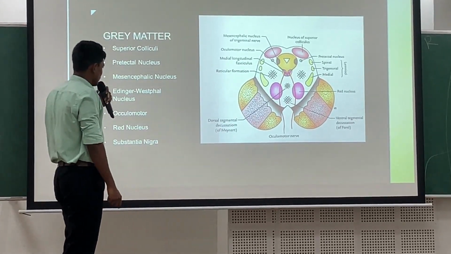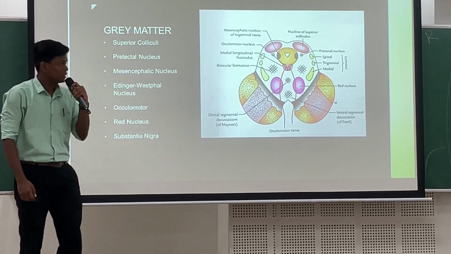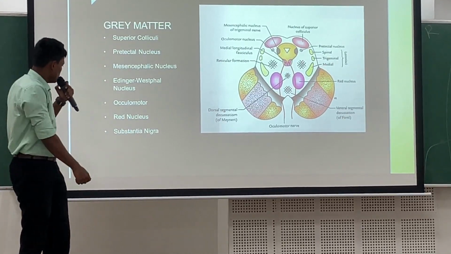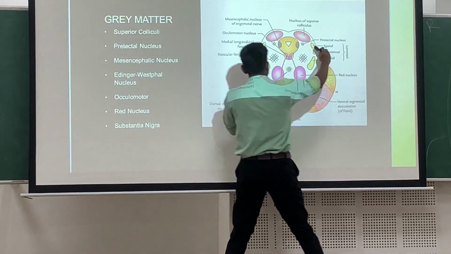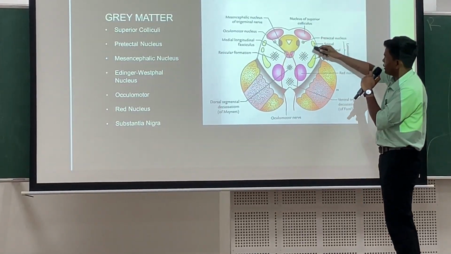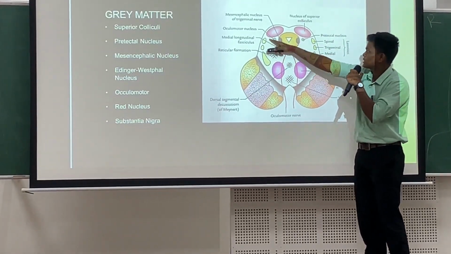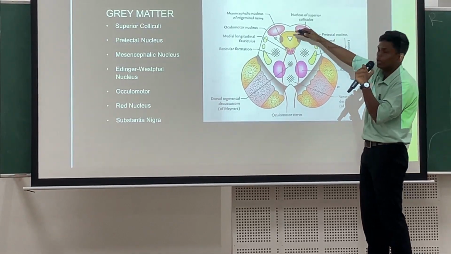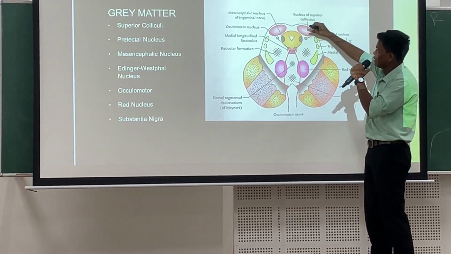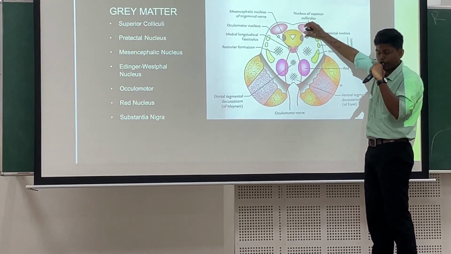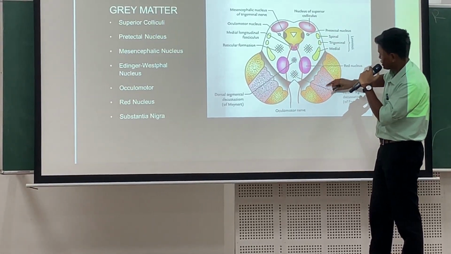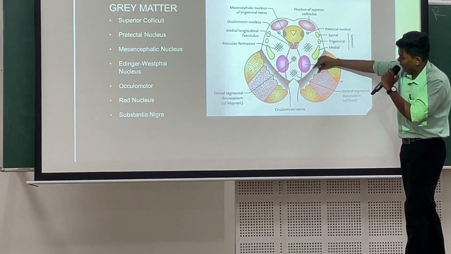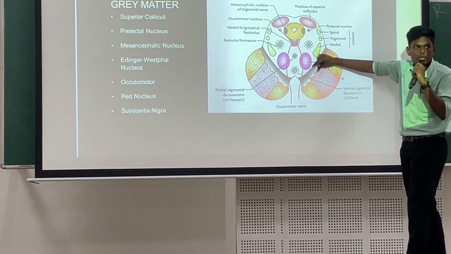Then we have the red nucleus, which is a very important structure I will be talking about in the following slide. Then the substantia nigra. As we can see in the midbrain, this is the cerebral aqueduct. A plane passing through the cerebral aqueduct divides it into the dorsal part, the tectum, and the ventral part, the tegmentum and crus cerebri. This black portion over here is the substantia nigra.